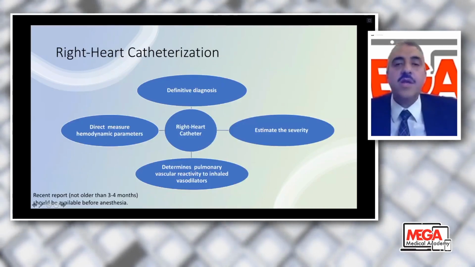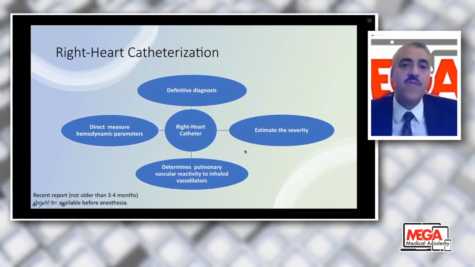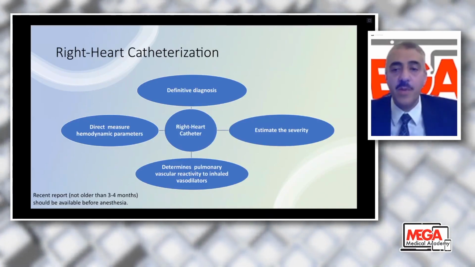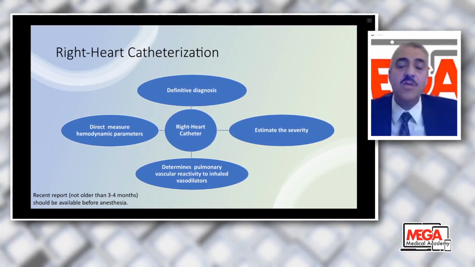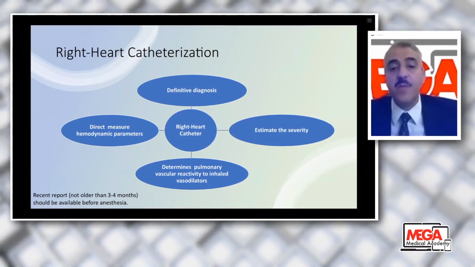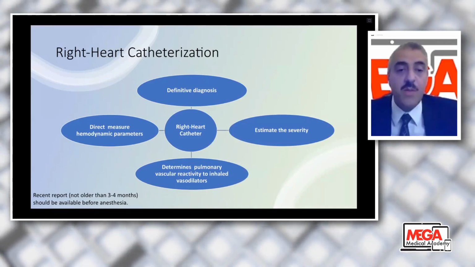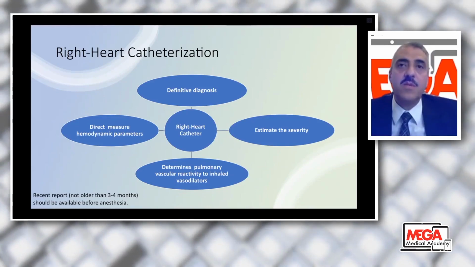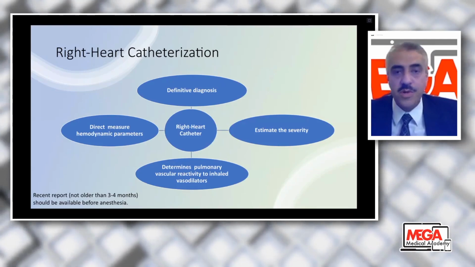Right heart catheterization gives the definitive diagnosis. It also has the importance of giving direct measurement of hemodynamic parameters, and it can estimate the severity of the disease. And what's important for us, it determines the pulmonary vascular reactivity to inhaled vasodilators. The patient should carry a report at least 3 or 4 months old before going to the OR.